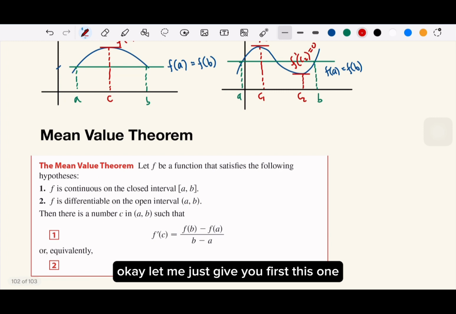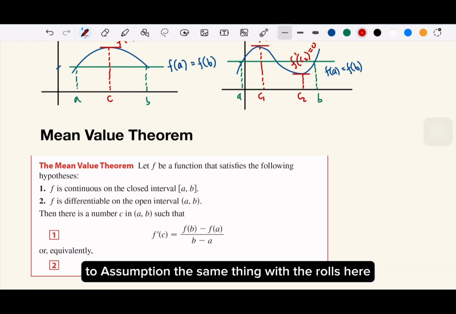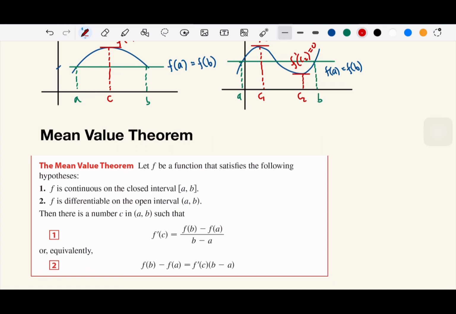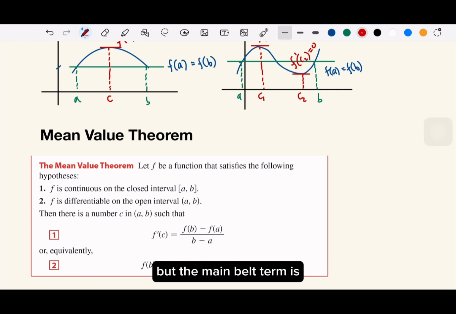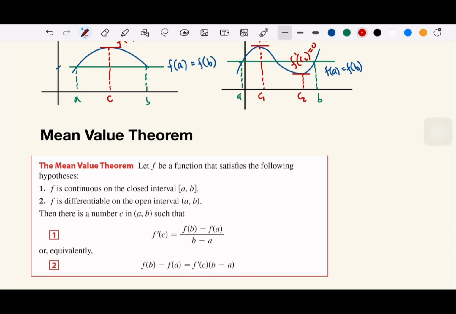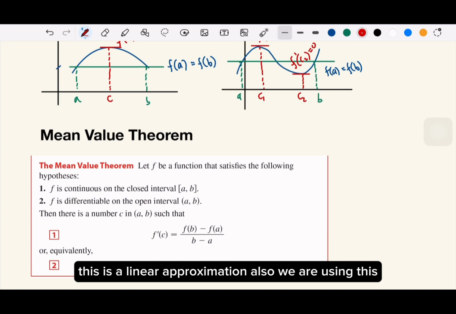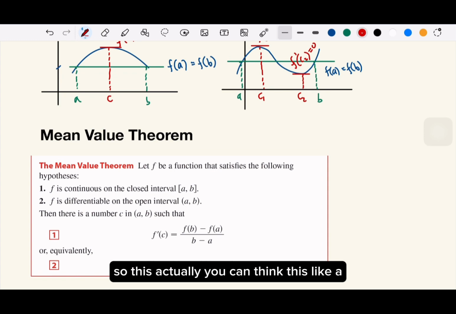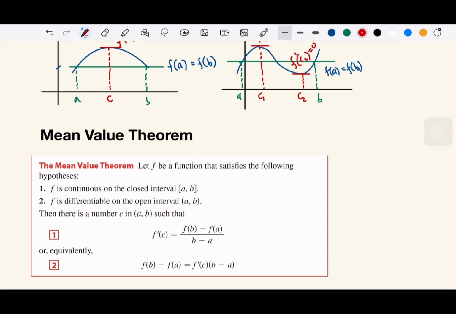Okay, the mean value theorem. Let me just give you first this one. Two assumptions, the same thing as Rolle's theorem: f is continuous, and f is differentiable on this interval. But the mean value theorem gives you the idea that f prime is equal to f(b) minus f(a) divided by b minus a. Sounds familiar? We use this in linear approximation also. You can think of this like a line equation. This is the slope. This is the delta y. This is the delta x.